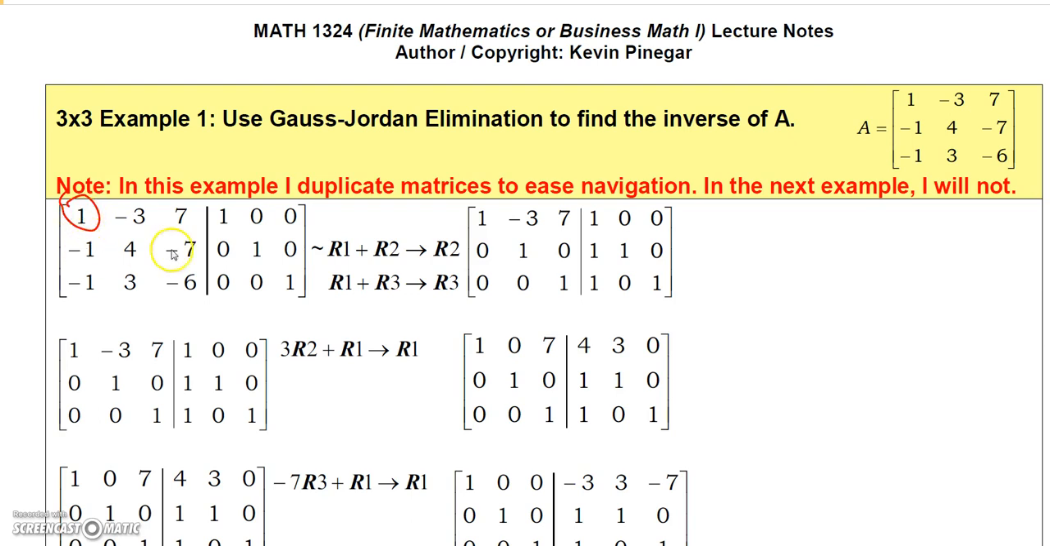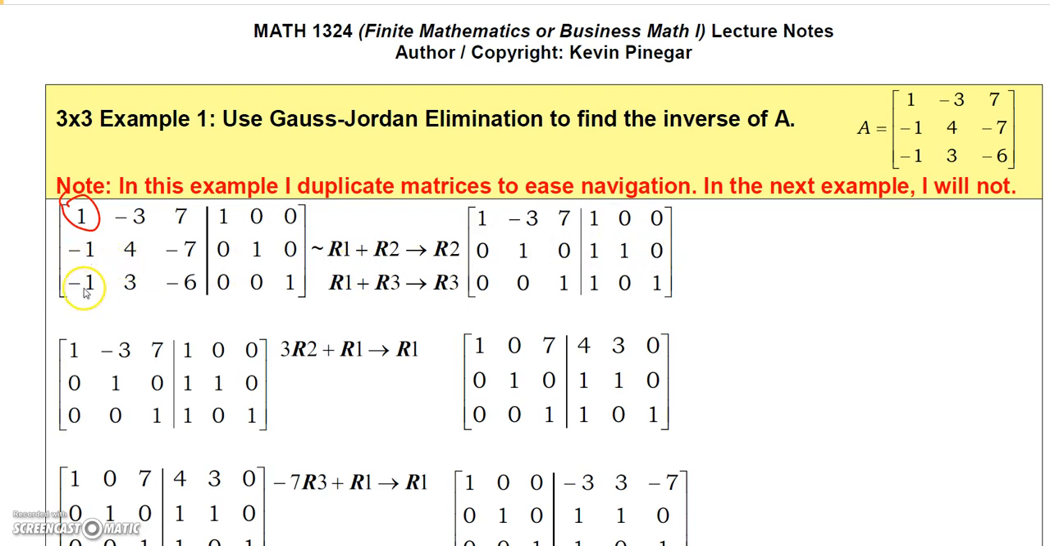So 1 plus negative 1 is 0. Negative 3 plus 4 is 1. 7 plus negative 7 is 0. 1 plus 0 is 1. 0 plus 1 is 1. And then 0 plus 0 is 0.